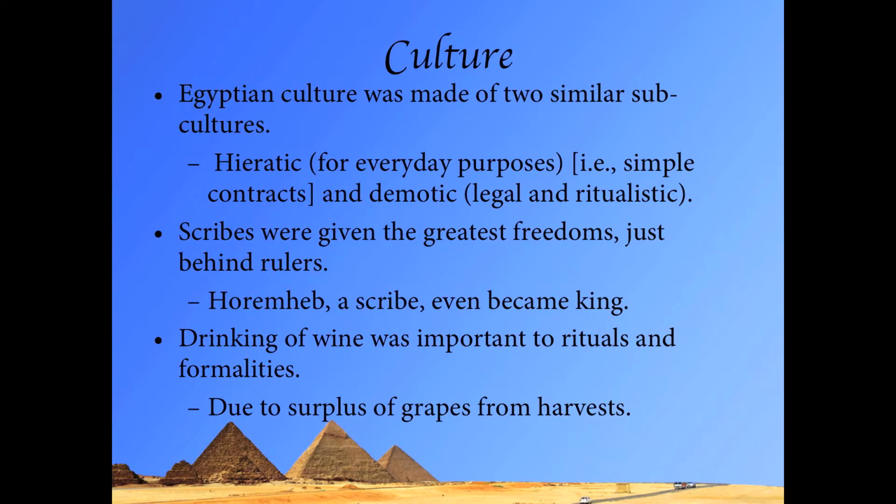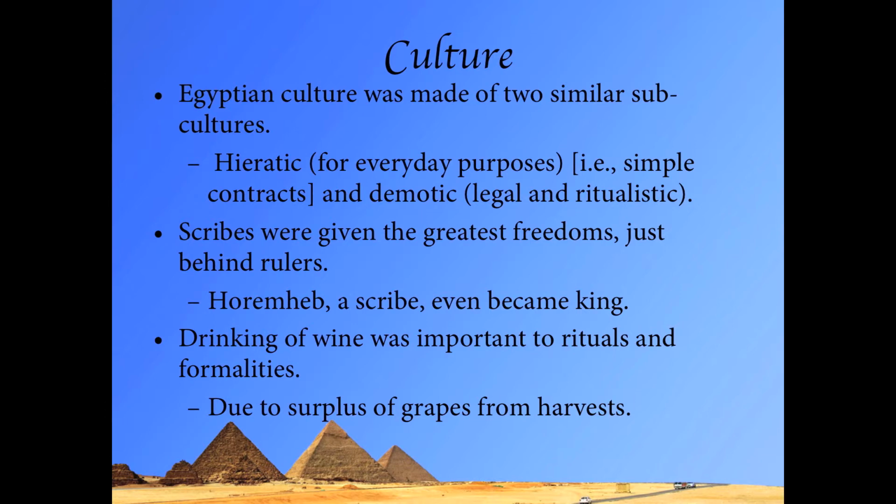Hieratic culture was found in everyday activities like trade and land agreements between civilians. Demotic culture was found in legal and religious activities that were rare or special. The use of 2 subcultures was emphasized in the importance of academia. Scribes were often given freedoms that would otherwise be given to rulers. One example of this is when a scribe named Horemheb, the elder, even became a king.